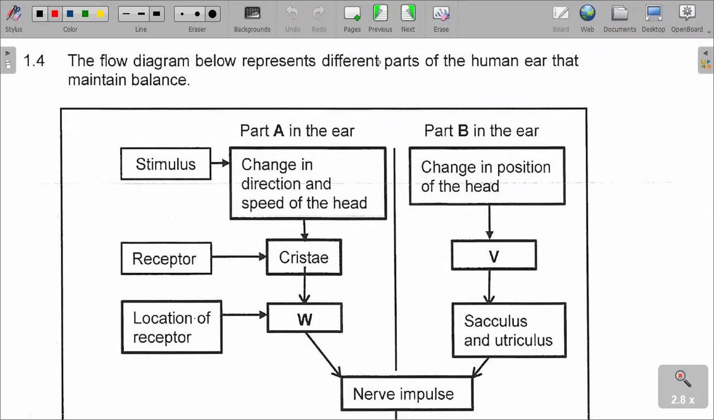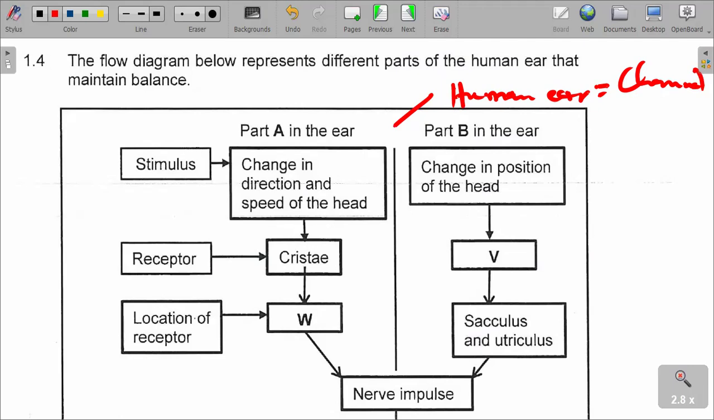The flow diagram represents part of the human ear that maintains balance. So here what we need to understand is the human ear. I want you to also refer to our channel for further explanations on the human ear. Please check it, it is actually well explained and well articulated too.